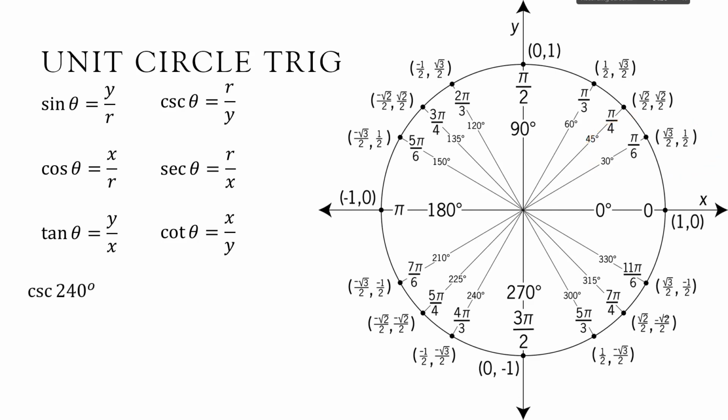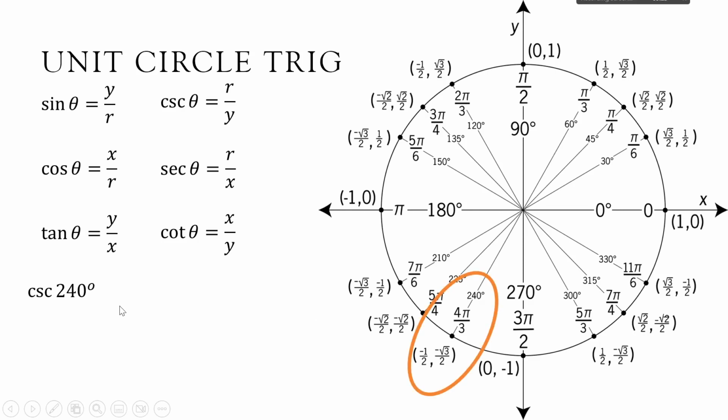What if I want to talk about something else like cosecant of 240 degrees? Well, I know before, if I use my right triangle method, I would have to start off by figuring out what's my reference angle, what quadrant am I in, so that I know if it's positive or negative, and all of those other things. But if I use a unit circle, just like before, let's look for 240 degrees. Here we have it on the bottom left.